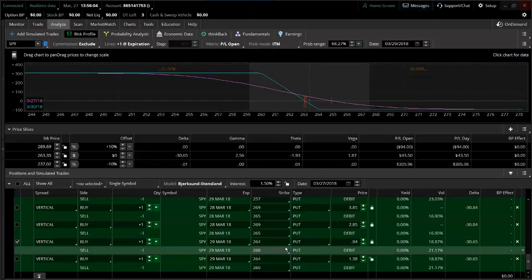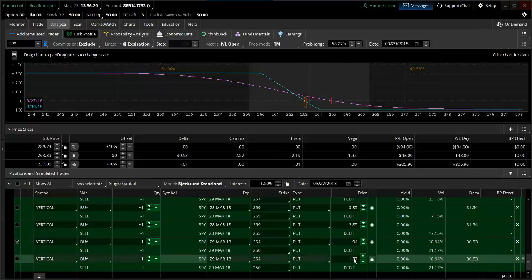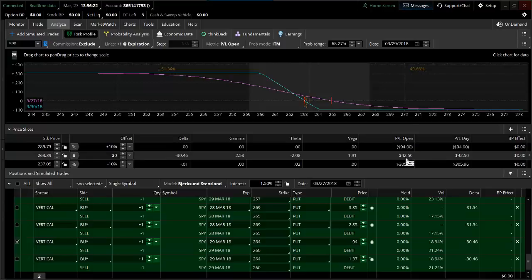Now on the break of that opening range low, one of the quick kind of go-to setups that we were looking at to do was a put spread, a put debit spread. So when it broke that opening range low at 264, did the 29 March 264 260 vertical put debit spread, $4 wide, 94 cents. You can see it's currently 137, up $42.